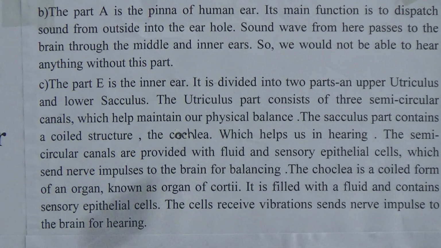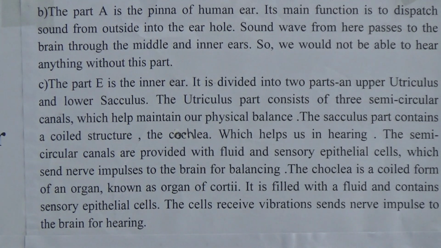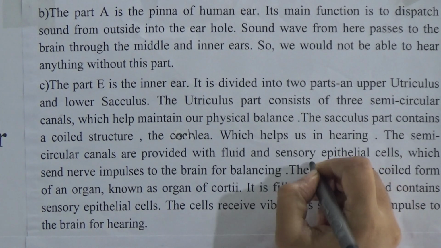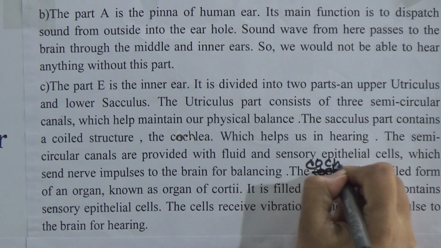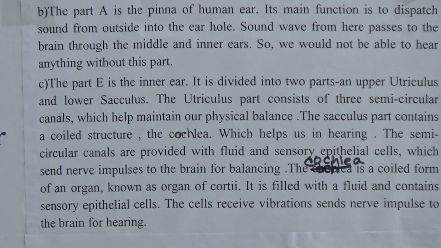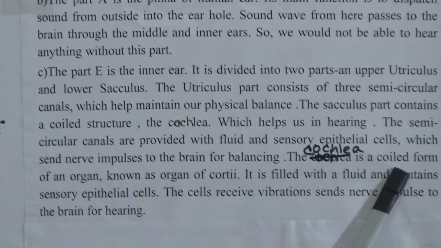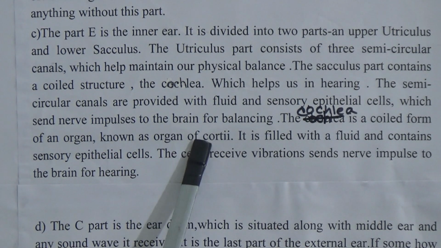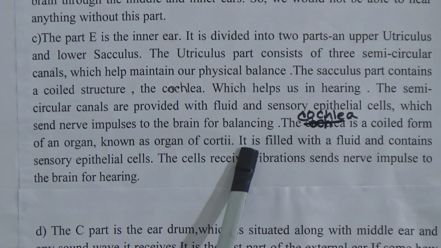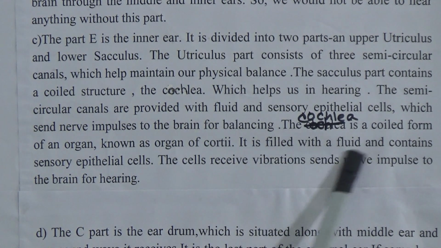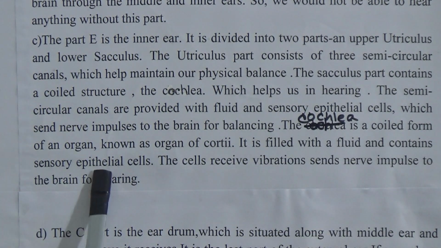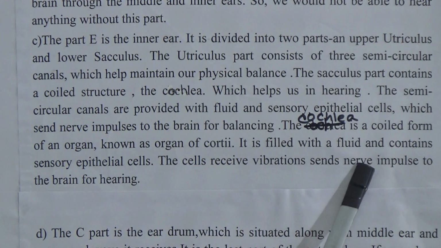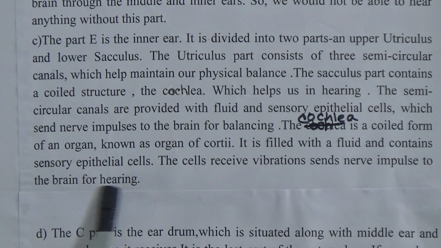The cochlea. Dear students, the spelling is C-O-C-H-L-E-A. The cochlea is a coiled organ known as the organ of Corti. It is filled with a fluid and contains sensory epithelial cells. The cells receive vibration and send nerve impulses to the brain for hearing.